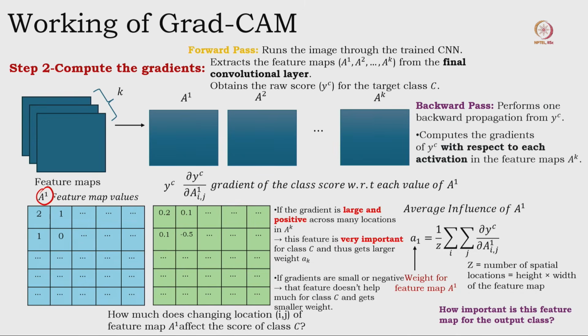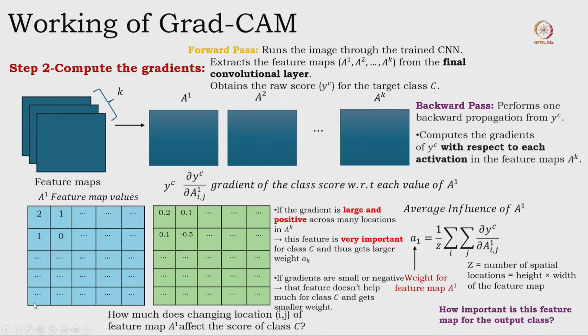One more important point here is how we compute the weight values: we add up all of these and divide by the number of elements. If the gradient values in every one of these locations are all positive and high, then the weight, the score of this, will be high. If most of the values in these locations are negative, then we are going to get a smaller weight.